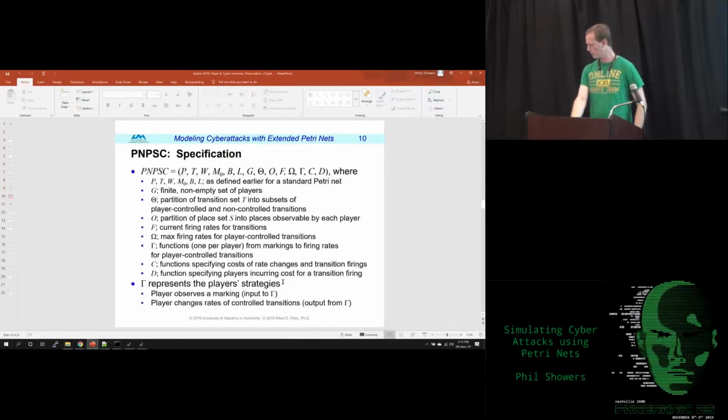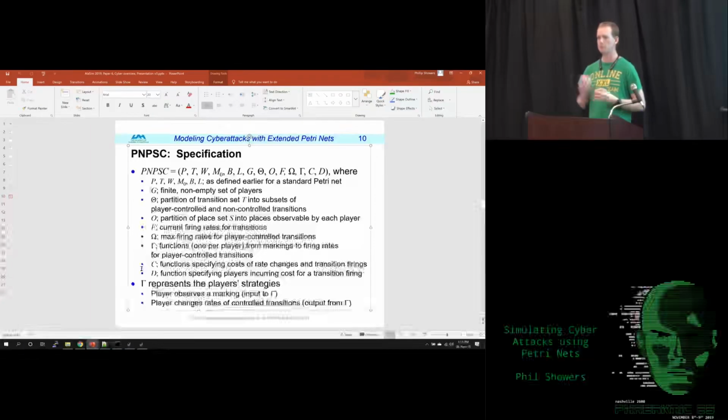So this is the formal specification for Petri nets with players, strategies, and costs. You have these original functions, but then you also have a set of players. You basically can have an attacker, a defender, an observer. There's any number of defenders that you can add to a net.